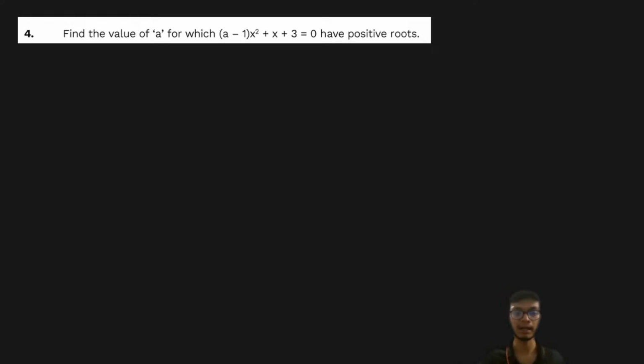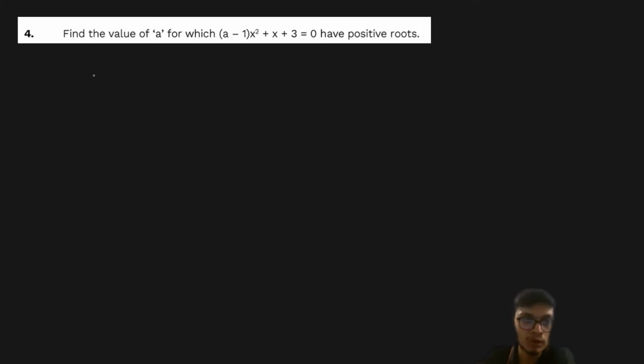The next problem we have is a problem from quadratic equations. It's a very straightforward problem. We have to find the values of a such that this particular quadratic equation has positive roots. Let me explain how we solve this question. To solve this kind of question, you don't have to remember any difficult formulas or cases. What you have to understand is the basic concept to get to this condition.